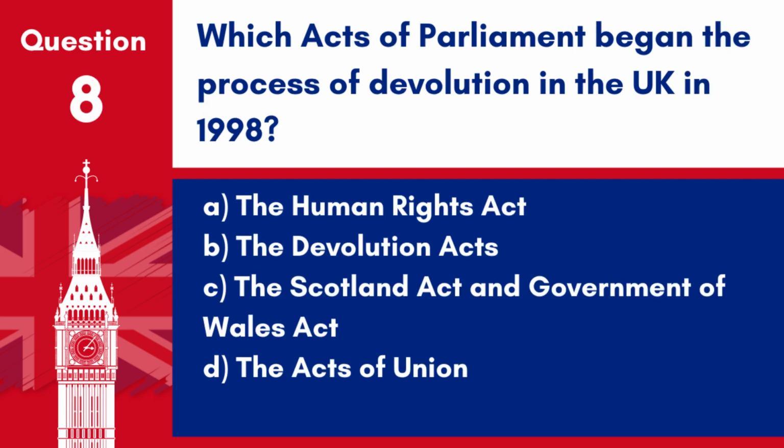Question 8. Which Acts of Parliament began the process of devolution in the UK in 1998? A. The Human Rights Act. B. The Devolution Acts. C. The Scotland Act and Government of Wales Act. D. The Acts of Union. Answer. C. The Scotland Act and Government of Wales Act. These acts were instrumental in devolving powers to Scotland and Wales, respectively.